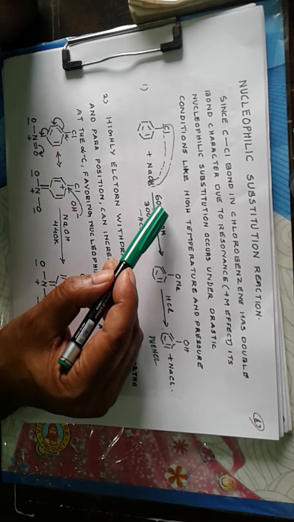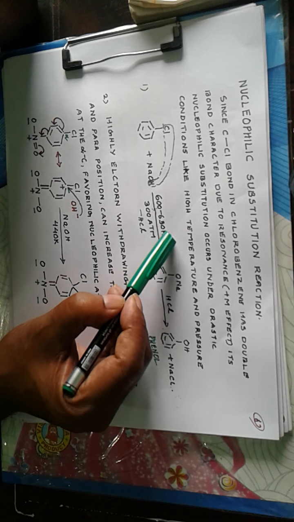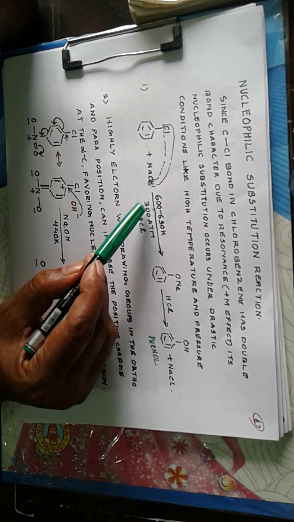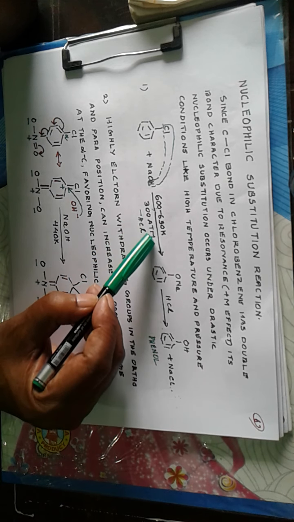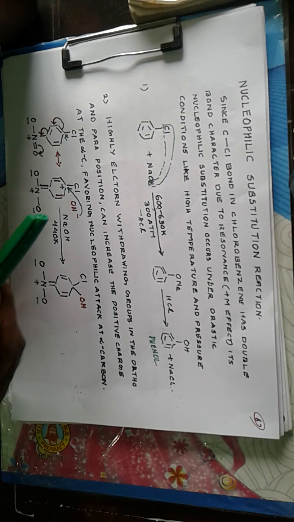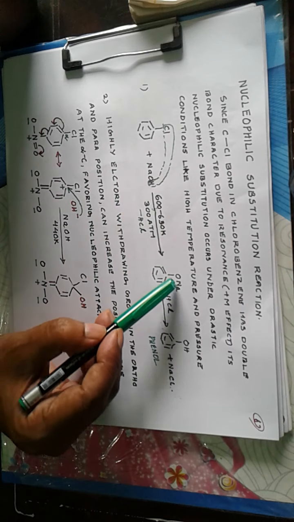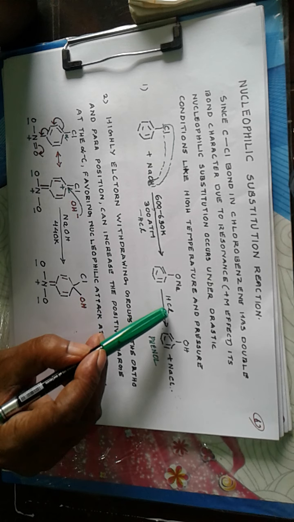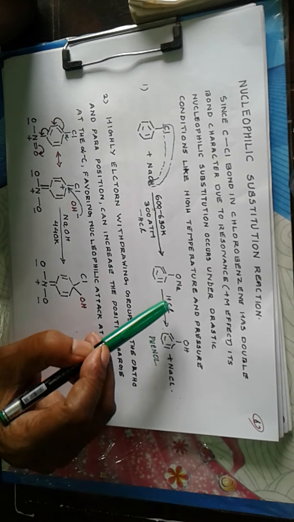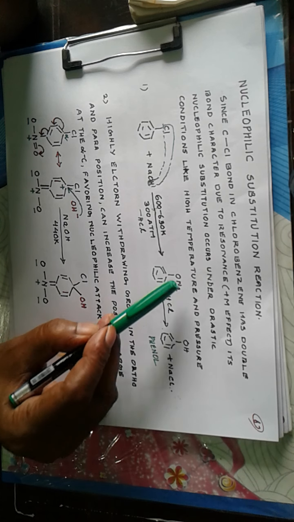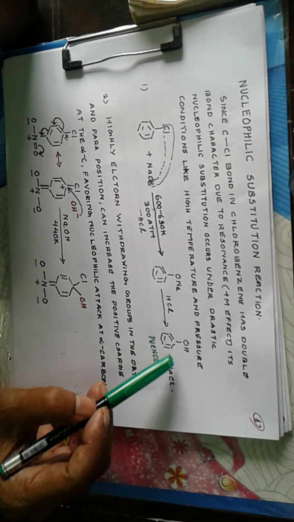Then about 600 to 630 Kelvin temperature, then about 300 atmospheres of pressure. Then Cl combines with Na of NaOH and we get ONa, and then on reaction NaCl is removed and H gets the position of Na, and OH, phenol, is formed.